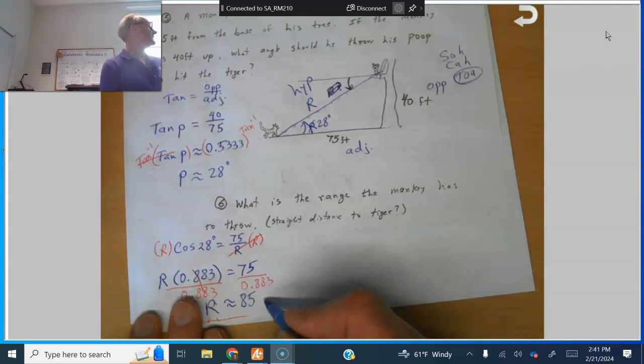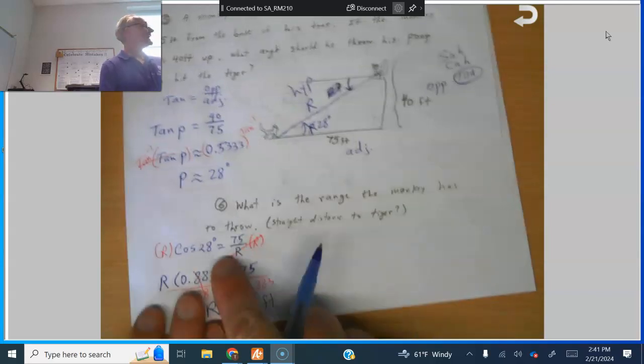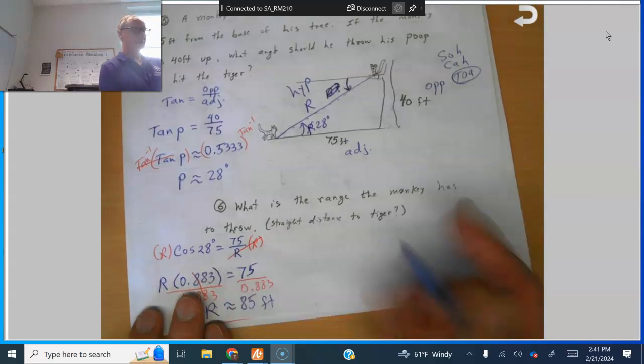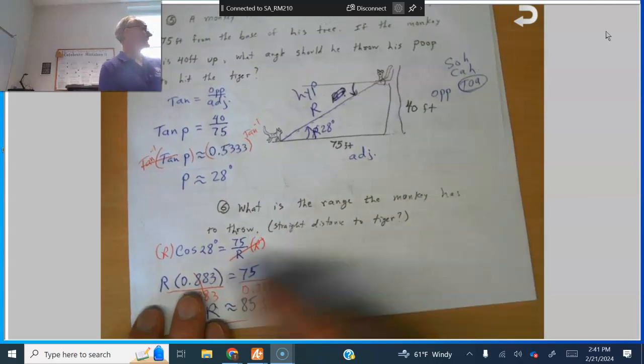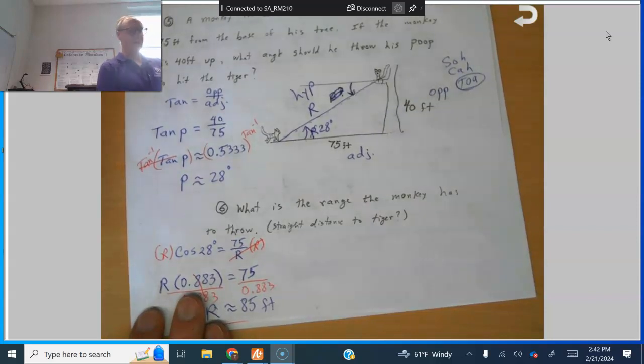85 what? Feet. Yeah, feet. Now you guys can also, and I highly recommend that you try this yourself, try using the sine and follow the same steps and it will work as well. Now there's a third way to do this.